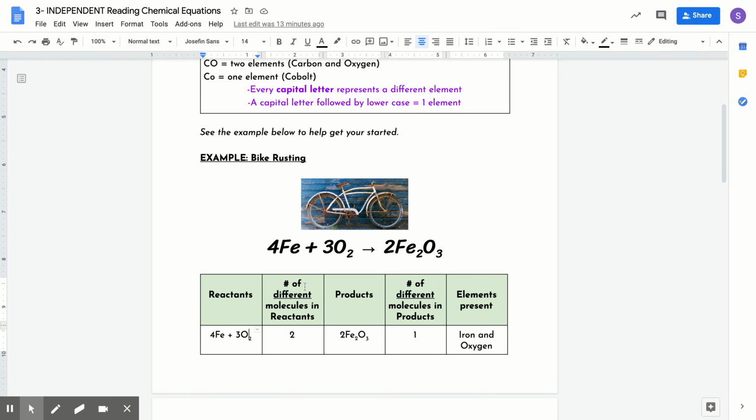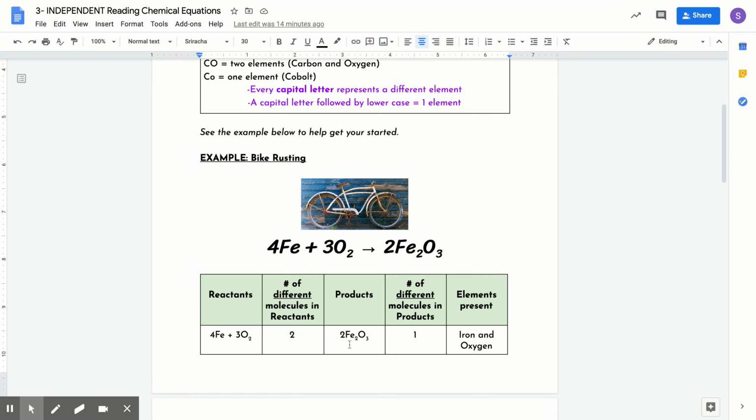So the number of different molecules in the reactants, I've put 2 here because I see 2 different molecules. I see 4Fe, this is one molecule, and I see 3O2, this is another molecule. I remember from our notes today that the plus symbol always separates the different molecules on each side of the equation. So I see 2 molecules, so 1 and 2, so that's why I put 2 there.